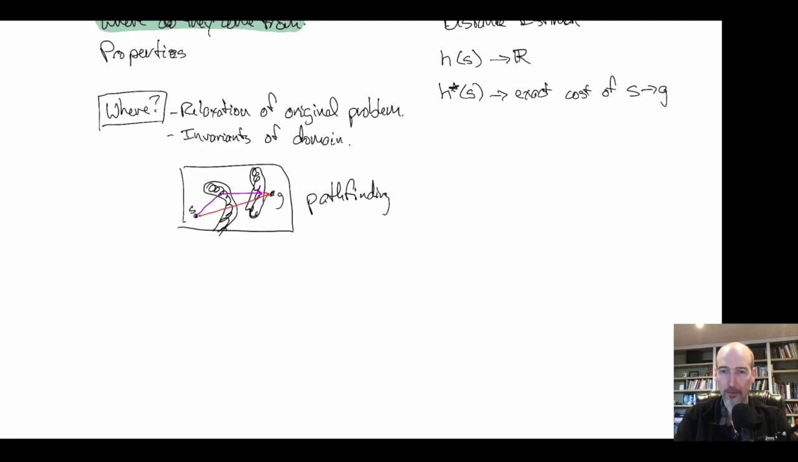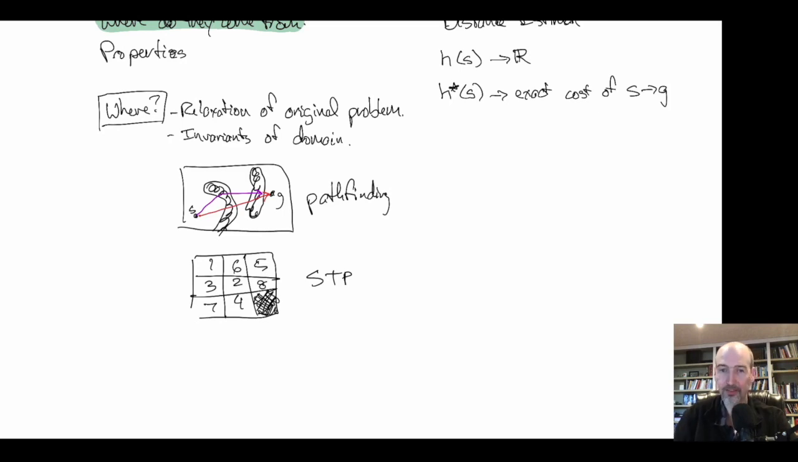So another example would be the sliding tile puzzle. I'll call that the STP, and we'll think about a very simple version of it. I have some arrangement of tiles, 3, 4, 5, 6, 7, 8, and then I have a blank here.